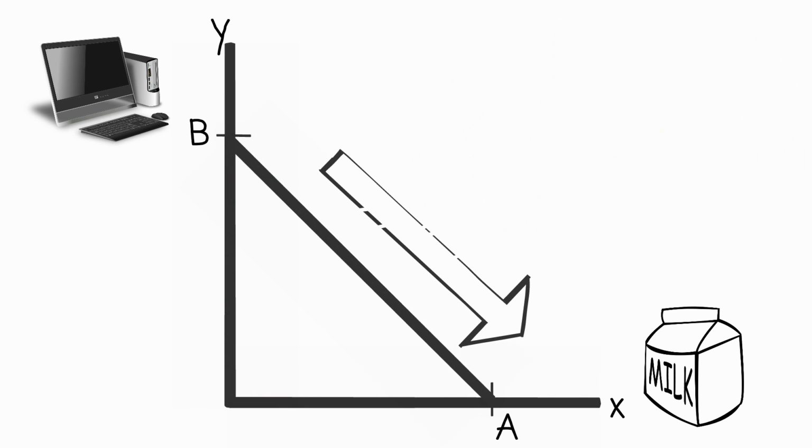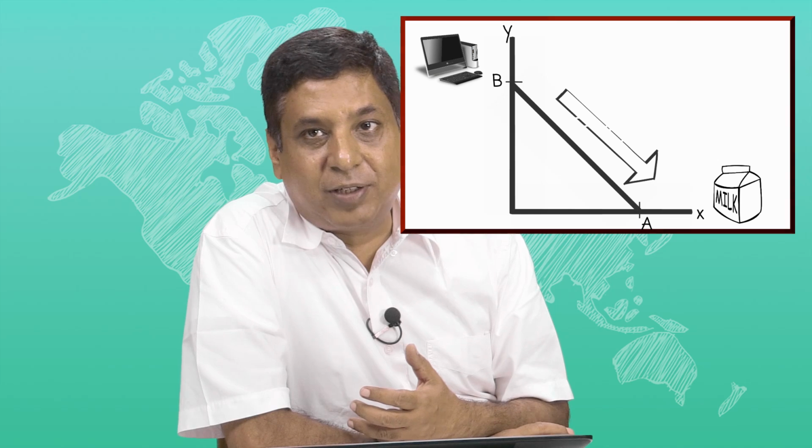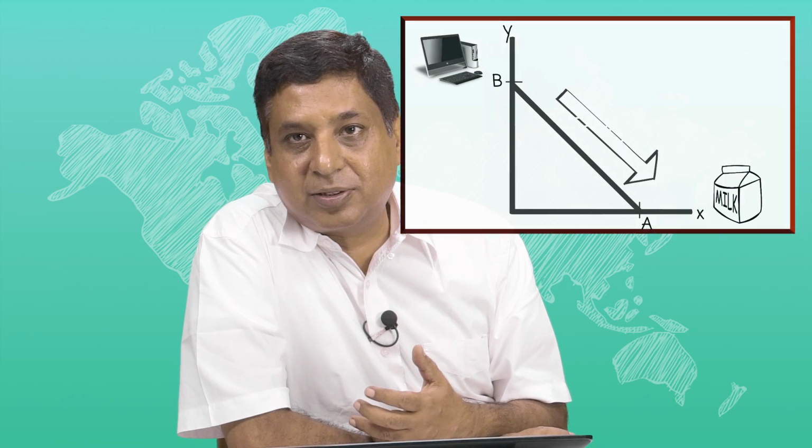So as we move down the line from B to A, we are giving up computers to get milk. It seems like our economy is a very strange machine that turns computers into milk. Sounds like a horror movie, right? What actually happens is that resources are moved from the production of computers and used in the production of milk. So yes, our economy does turn computers to milk and the other way around.